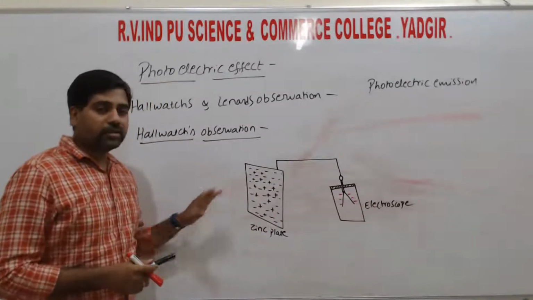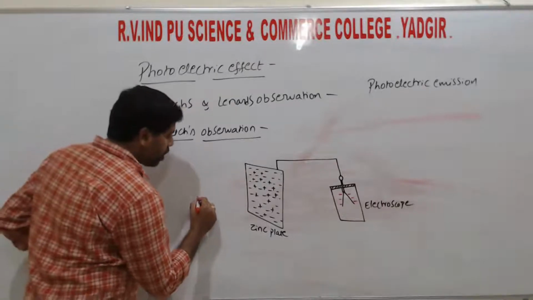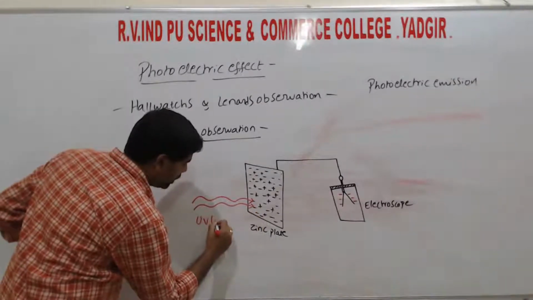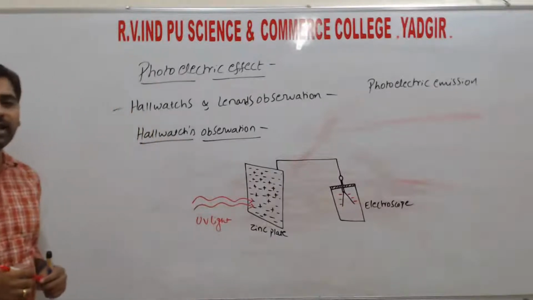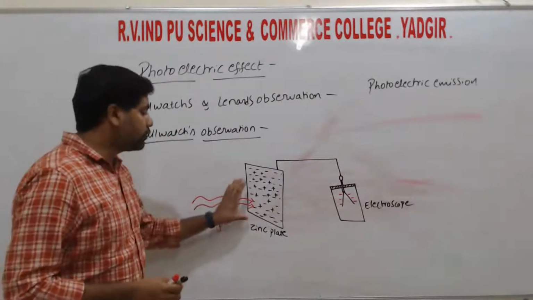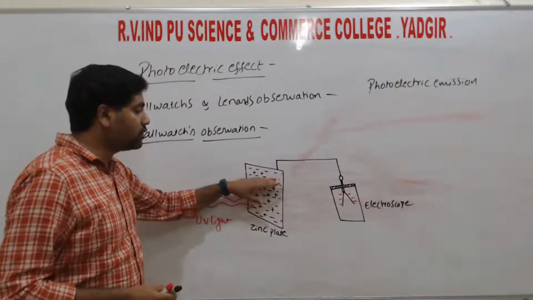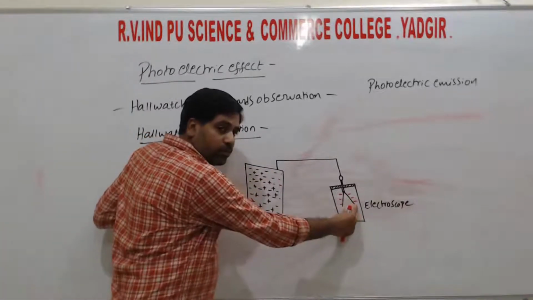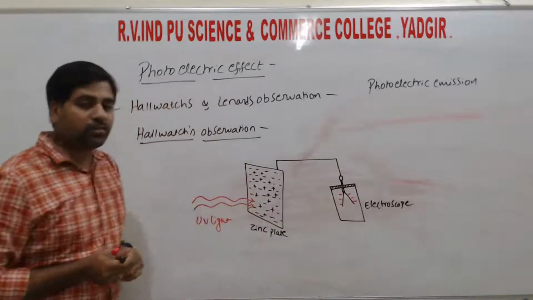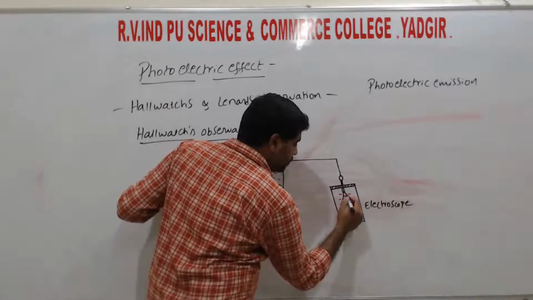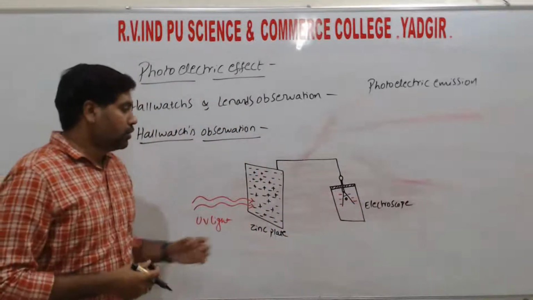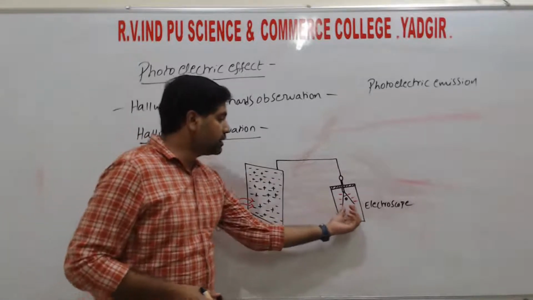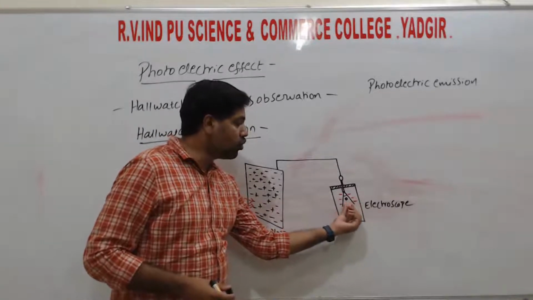Next, he let ultraviolet light fall onto this zinc plate. This one is UV light, that is ultraviolet light. When the ultraviolet light falls onto this zinc plate, the electrons are emitted from this metal surface. Here we observe some angle theta between these two leaves. He observed in the electroscope that when the ultraviolet light falls onto the zinc plate, this degree of divergence, that is angle theta, goes on decreasing.